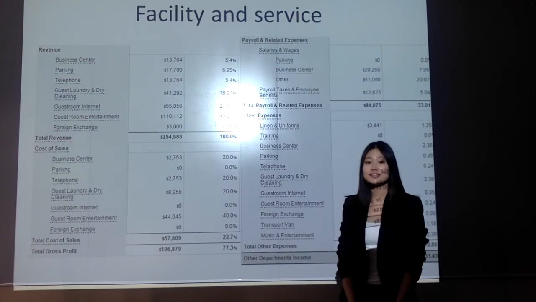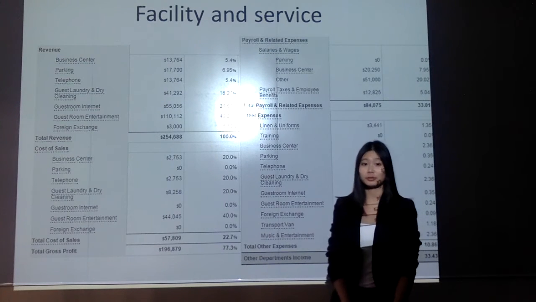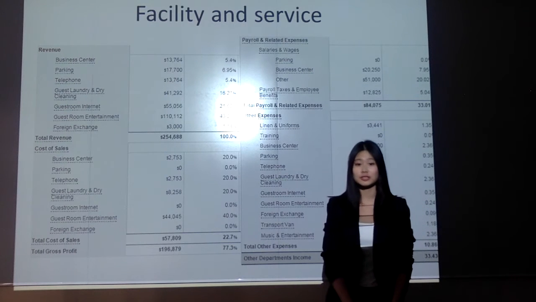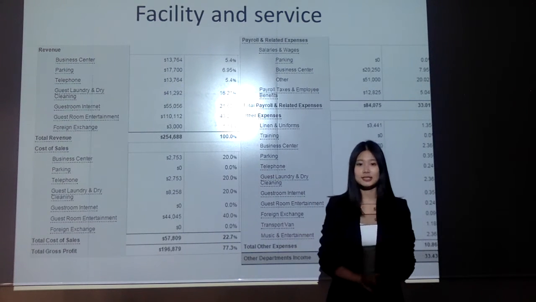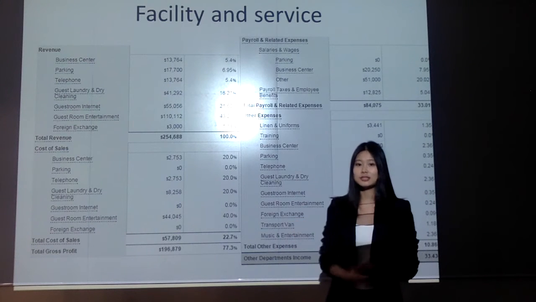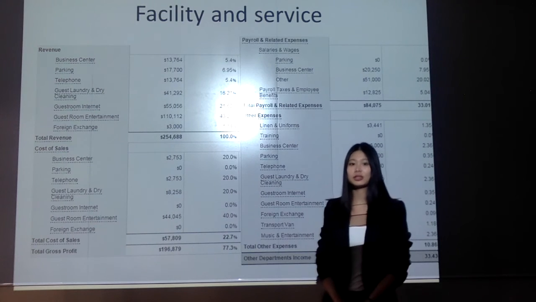And then for the facilities and services, upon 2 quarters of accumulation, we finally have the funds to purchase the transportation van. So we did so, and then we kept all the rest of the facilities in the hotel to see if our customers will be more satisfied if we add this transportation van.